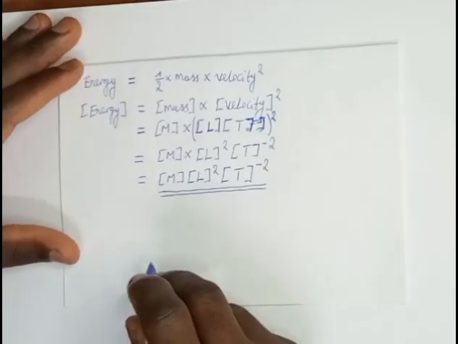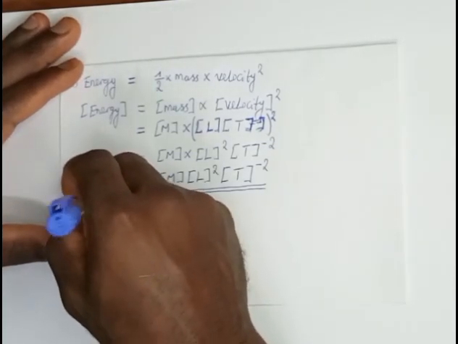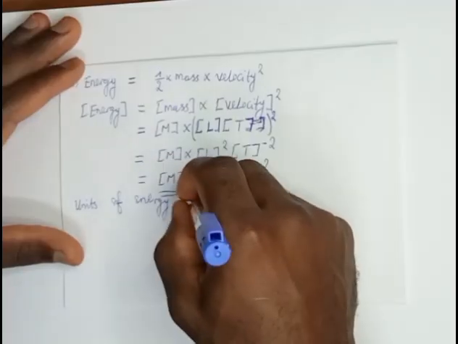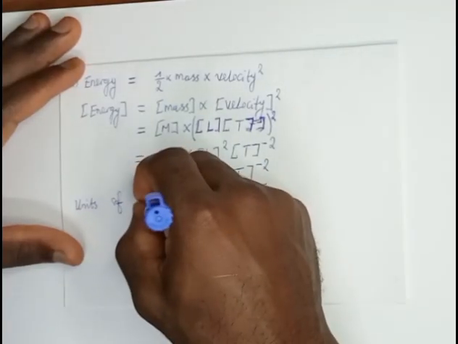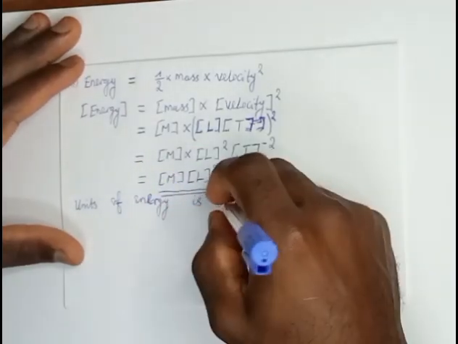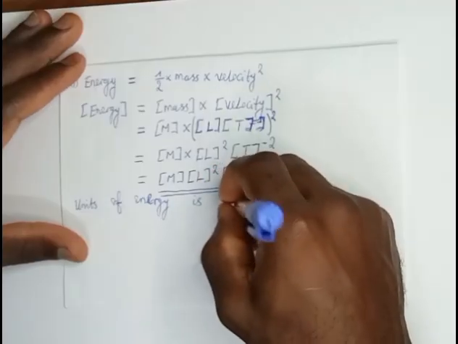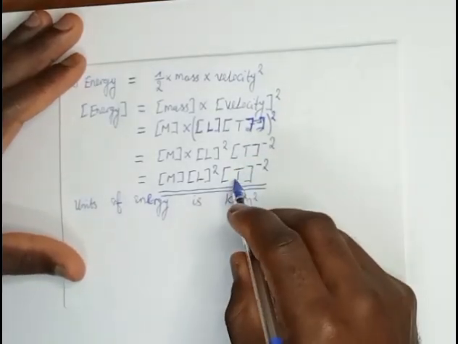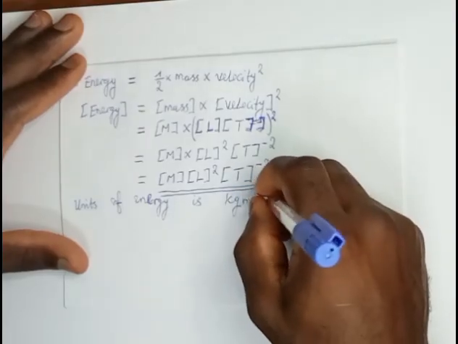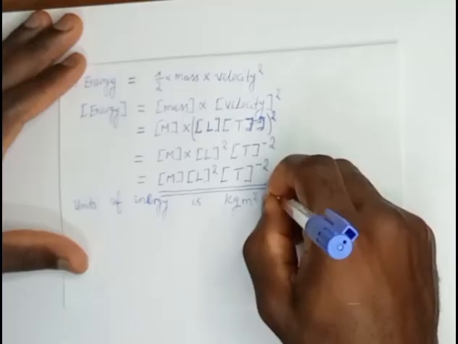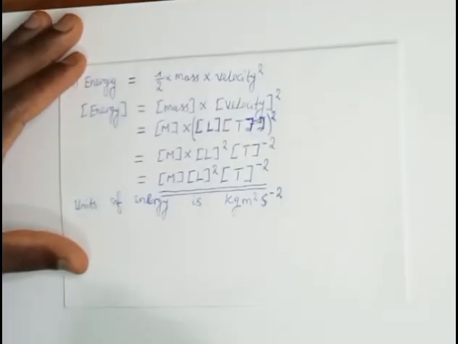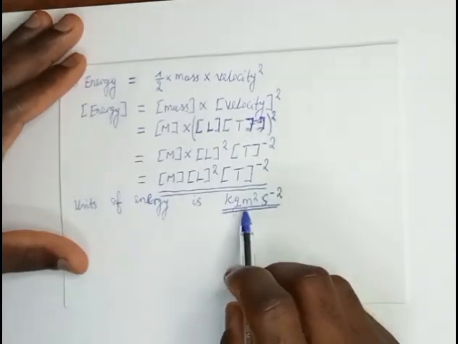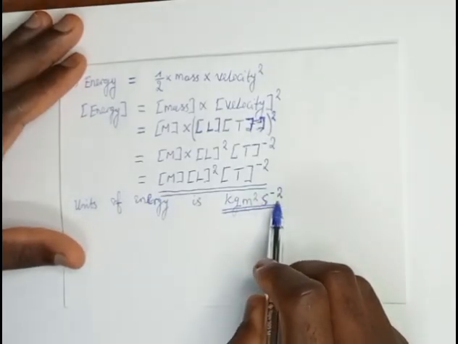Now we can write down the units. The units of energy is, we are simply going to replace m with the unit of mass, which is kilogram. We replace L with the unit of length, which is meters, then this is squared. We will replace T with the unit of time, which is second to the power -2. Therefore, the units of energy is kilogram meter squared per second squared.